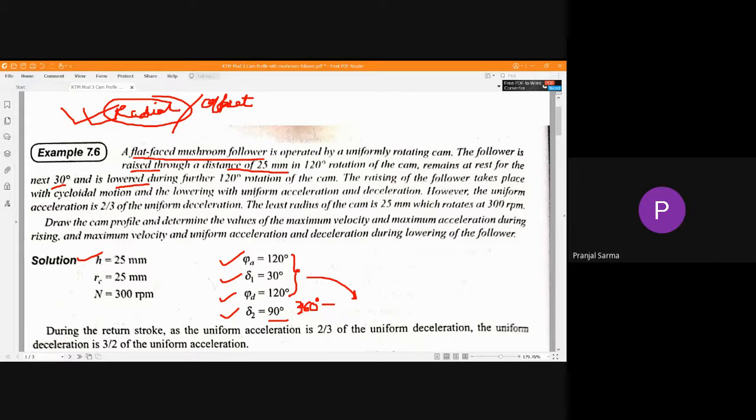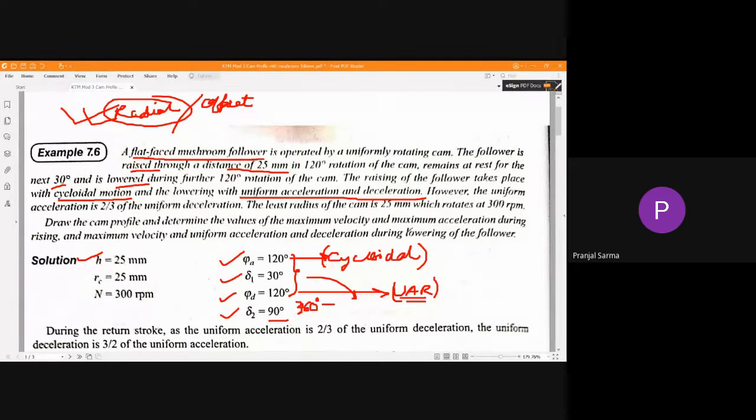Next, the rising of the follower takes place with cycloidal motion. This is once again important, so just mention it so that later on you don't forget or make any confusion or mistake while drawing the ascent stroke. The ascent stroke has to be drawn with the cycloidal profile. And the lowering is with uniform acceleration and retardation. This is not a standard abbreviation, so you should not use it. Just for the sake of explaining, I am using UAR.